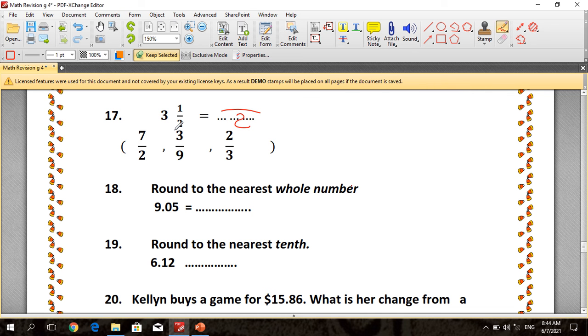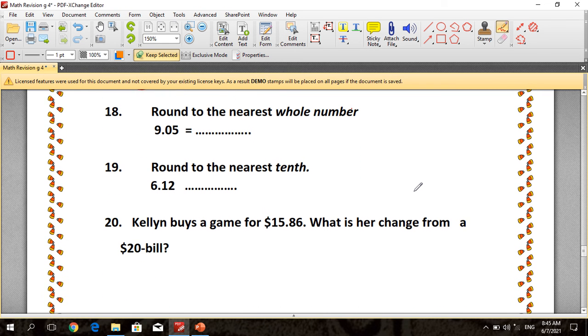Then what should we do? We will do times, then plus. Times, plus. What is that? We'll do times, then plus. It will be like that. 2 times 3 equals 6. 6 plus 1 equals 7. So the answer will be 7 over 2. Okay?